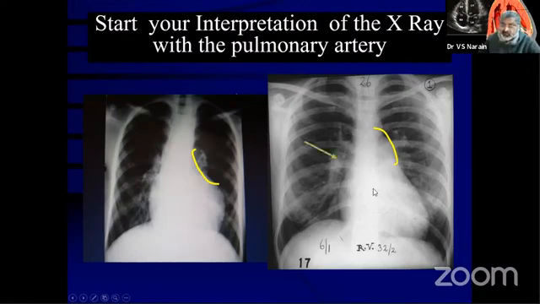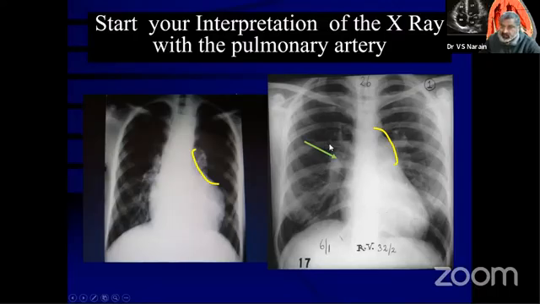So the next step is to look at the right pulmonary artery. If the right pulmonary artery is also prominent, this is pulmonary arterial hypertension. If it is not there, it is pulmonary stenosis. So very simple. Absent main pulmonary artery, subvalvular pulmonic stenosis. Prominent main pulmonary artery in association with a prominent right pulmonary artery, pulmonary arterial hypertension.